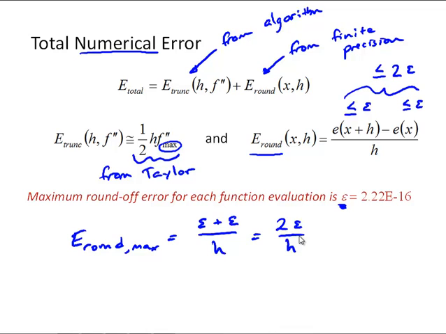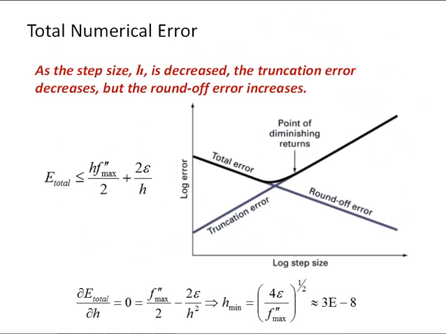So we have our truncation error, which is proportional to h, and our round-off error is a function of h, but it's actually proportional to 1 over h. So we can use that to look at the behavior of the total numerical error. As the step size h is decreased, the truncation error decreases, but the round-off error increases.